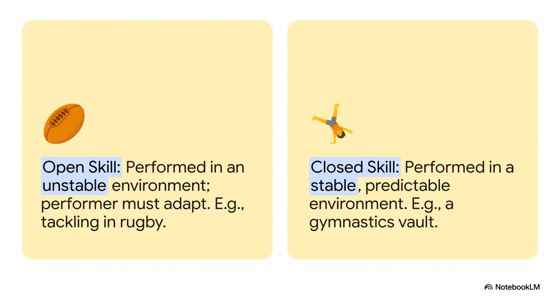Skill classification. This is bread and butter stuff, guys. It comes up every single year. Just remember, open skills are unpredictable. They happen in a changing environment, like a tackle in a match. Closed skills are the opposite. Stable, predictable, you can repeat them over and over, like a free throw in basketball.